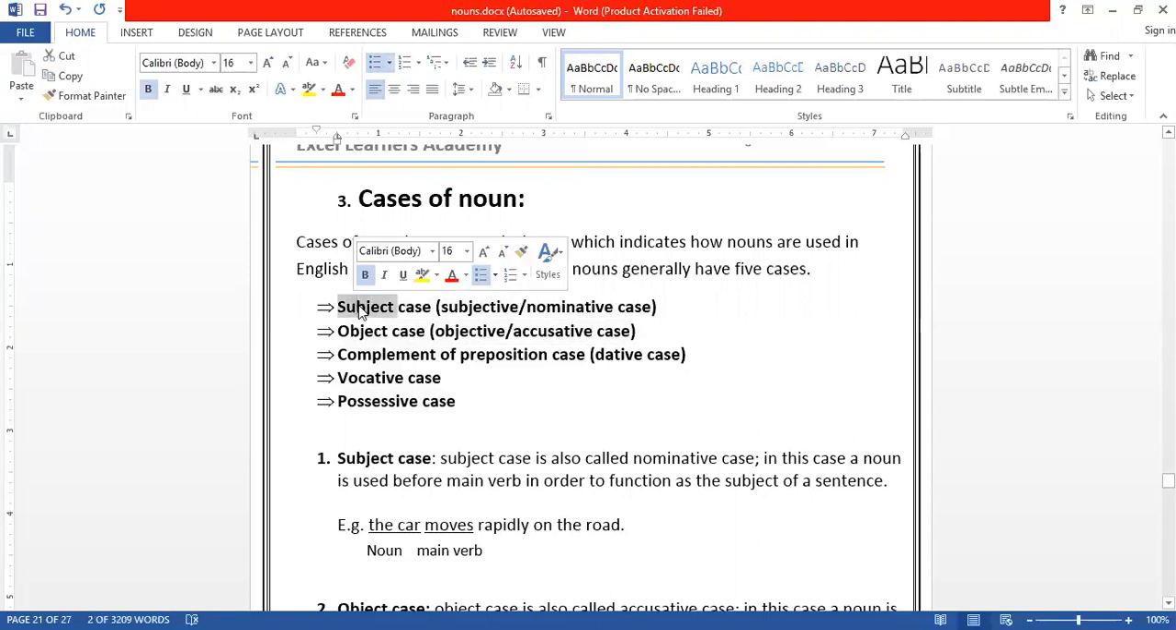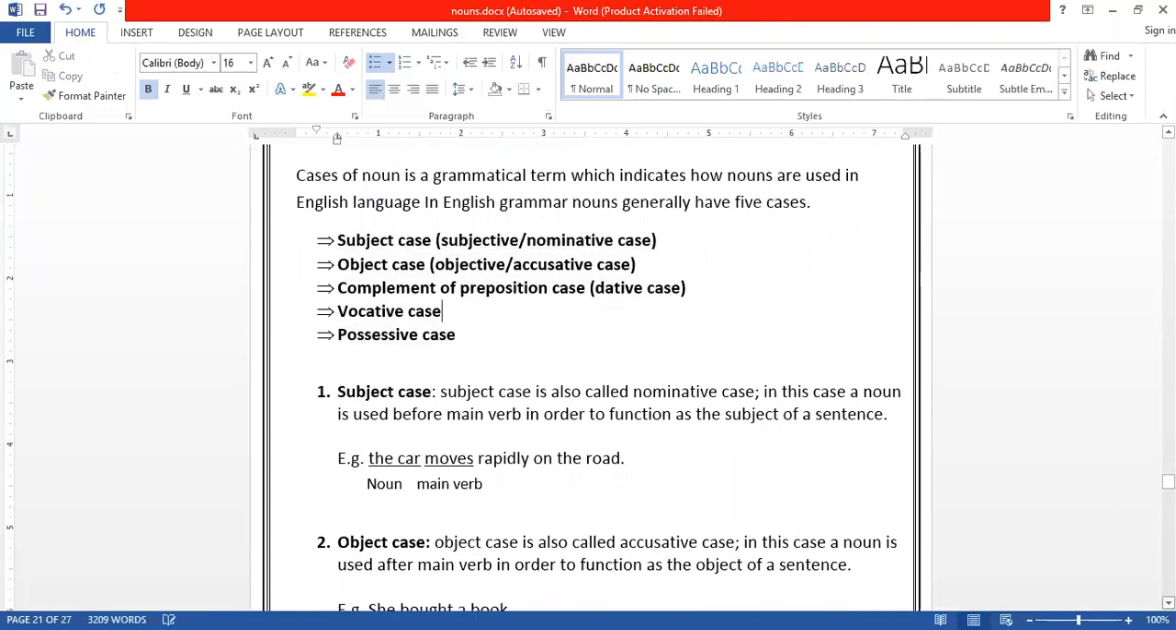So the first place where we can use a noun is called subject case or subjective case, or you can also call it nominative case. This is the first one. The second one is a noun can be used in place of an object, and that is called object case, objective case, or accusative case. The third one we have is complement of preposition case or dative case. Next we have vocative case, and the fifth one is called possessive case. So let's discuss one by one over here.